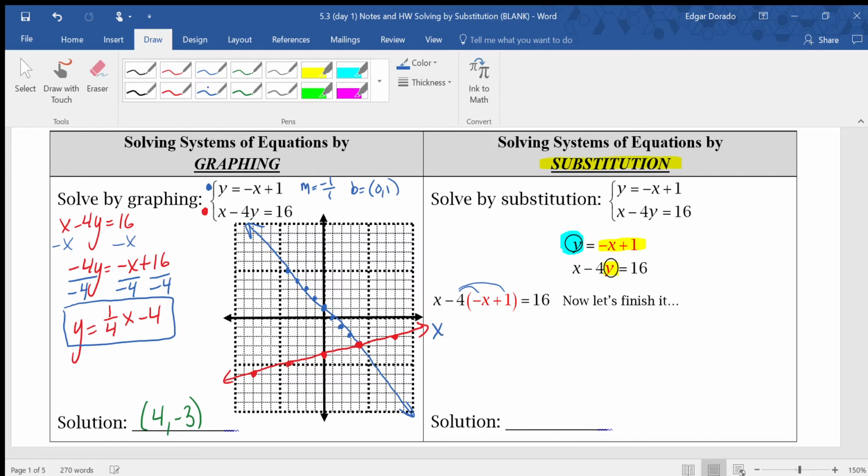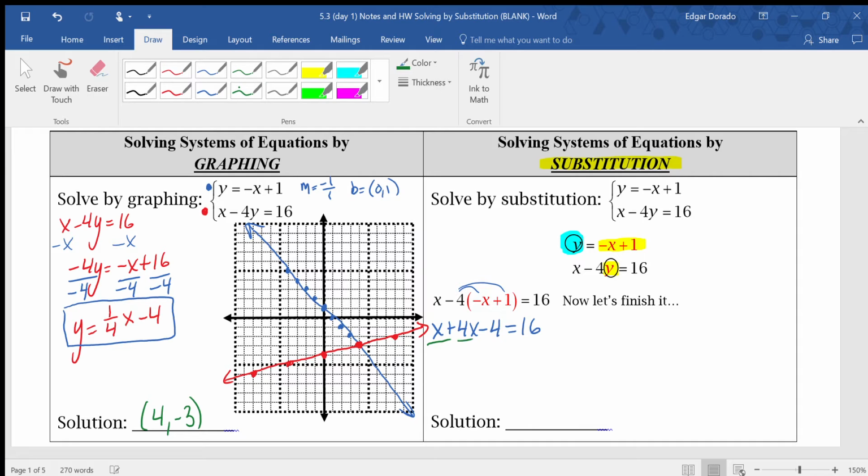Well, plus 4x minus 4 equals 16. Now notice that we only have x's here. That's nice because if we can figure out what x is, then we can go back and figure out what y is. So let's figure this out.